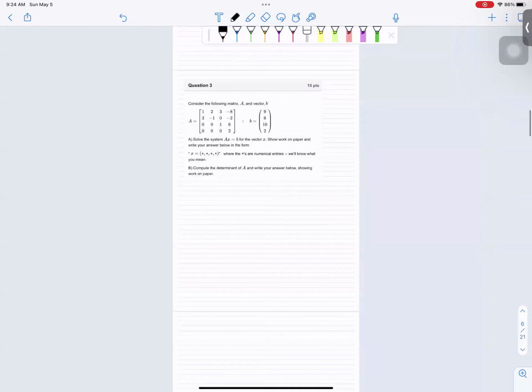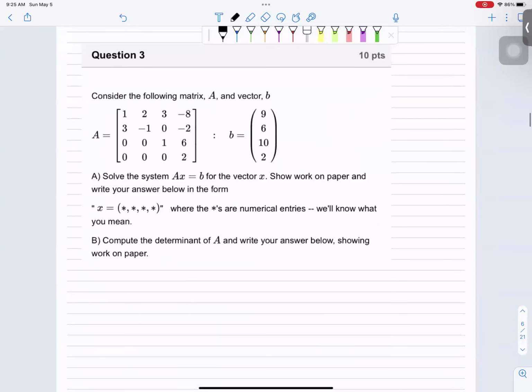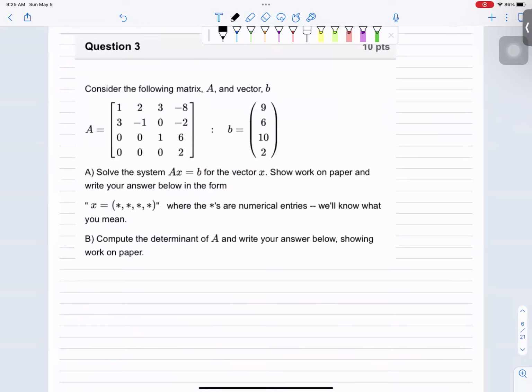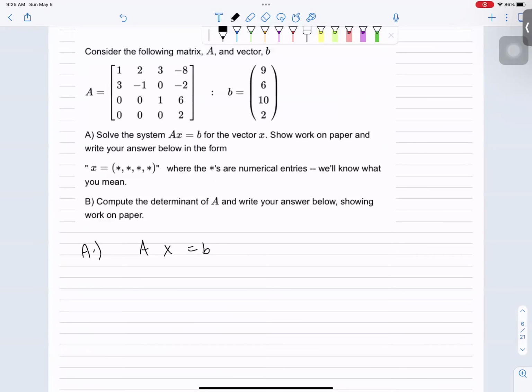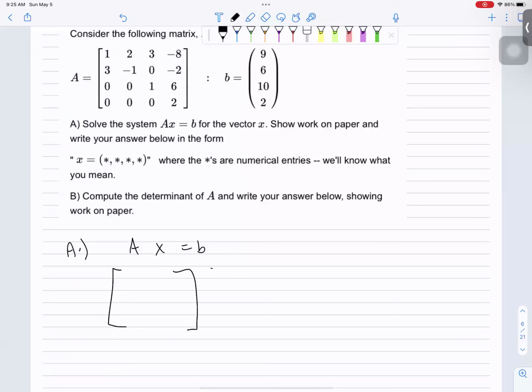All right, let's go to question 3. It says, consider the following matrix A and a vector B. Solve the system Ax equals b for the vector x. All right, this is our infamous Ax equals b question. So we have Ax equals b. In other words, that 4x4 matrix times x, where x is star, star, star, star. Let me just call them x1, x2, x3, x4. Equals our b vector, 9, 6, 10, 2, given in the problem.